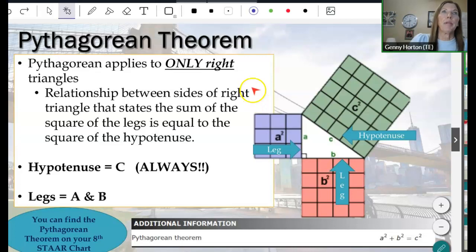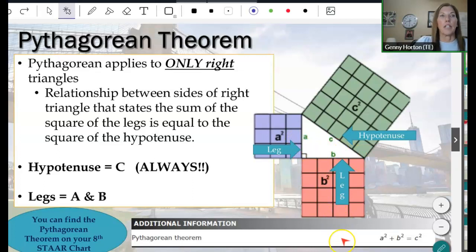All right, so the Pythagorean theorem applies to only right triangles, so you need to make sure you understand what a right triangle is. It's the relationship between sides of right triangles that states that the sum of the squares of the legs is equal to the square of the hypotenuse. The hypotenuse is always C, and the legs are always A and B. Here is the right angle, so this is our right triangle. The hypotenuse is always across from that right angle, and it's also the longest side. So this is the hypotenuse, and that's always C, and the other two sides are our legs.